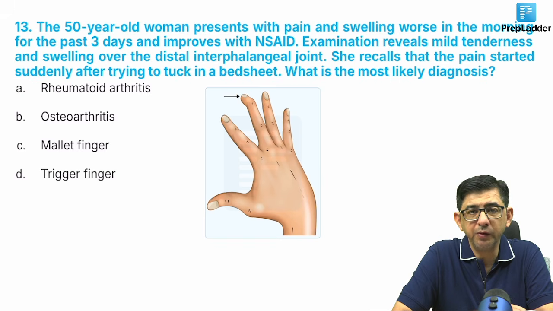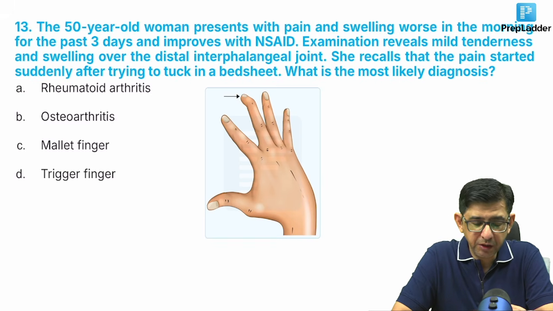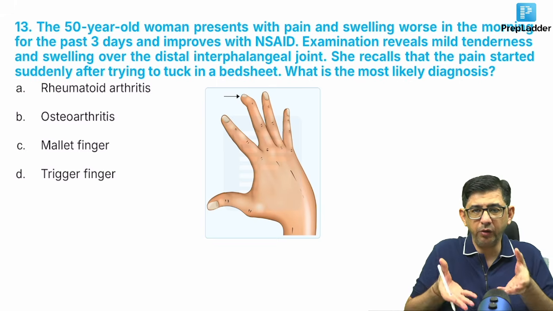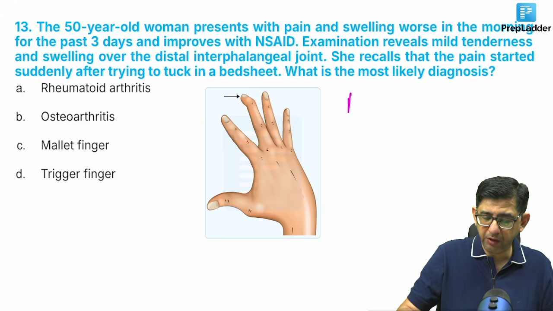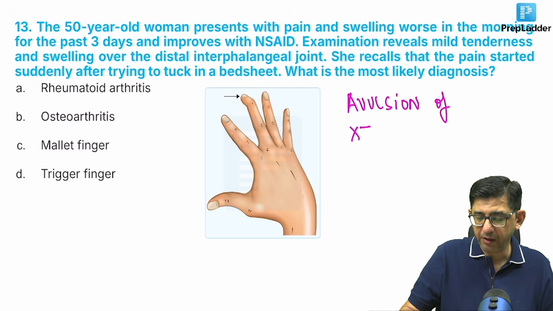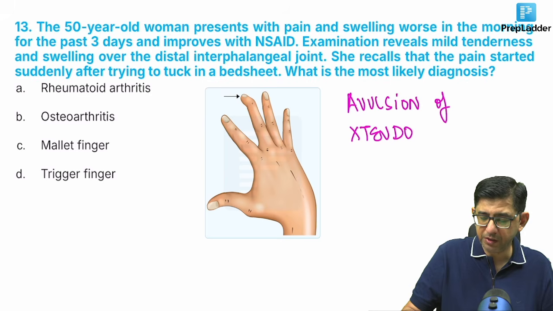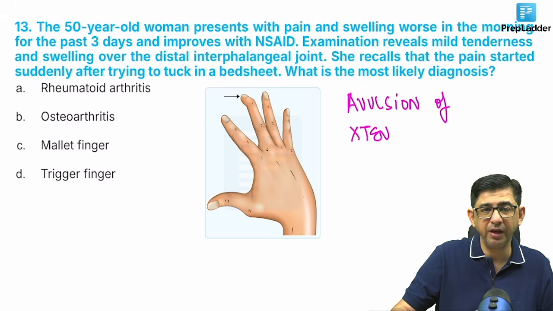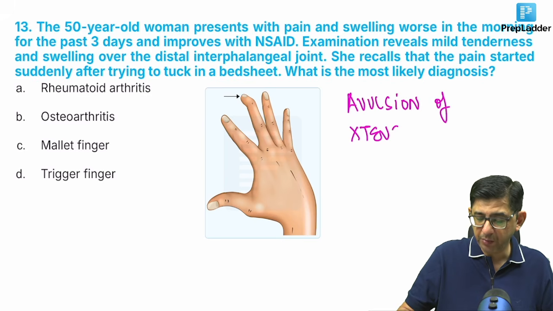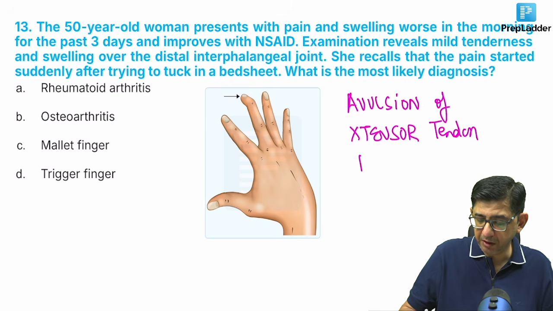Next is a woman who comes with pain and swelling in the morning for past 3 days that improves with painkillers. She's saying that she's having tenderness over the distal interphalangeal joint, and the pain was starting after she was trying to tuck in a bed sheet. Like, if you have a big mattress and you're trying to tuck in a bed sheet, unfortunately there can be a development of avulsion of the extensor tendon of the distal interphalangeal joint. You see, in this particular patient, the question is given in such a fashion that it looks like as if it's a question of rheumatoid arthritis, but there is no rheumatoid arthritis here. What is happening is mallet finger, there is an avulsion of the extensor tendon of the distal interphalangeal joint.